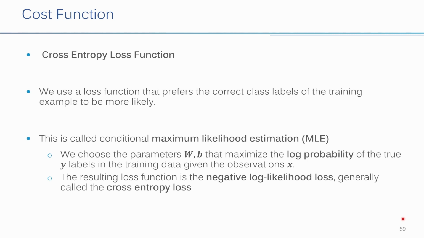So we choose the parameters, in this case our weights and biases, though there are other parameters that we can also choose, with the idea of choosing the values for these parameters in the hope that we maximize the log probability of the true y label in the training data, given a certain set of observations, which is our x input vector here. And then the resulting loss function is the negative log likelihood loss, which is generally called the cross entropy loss.